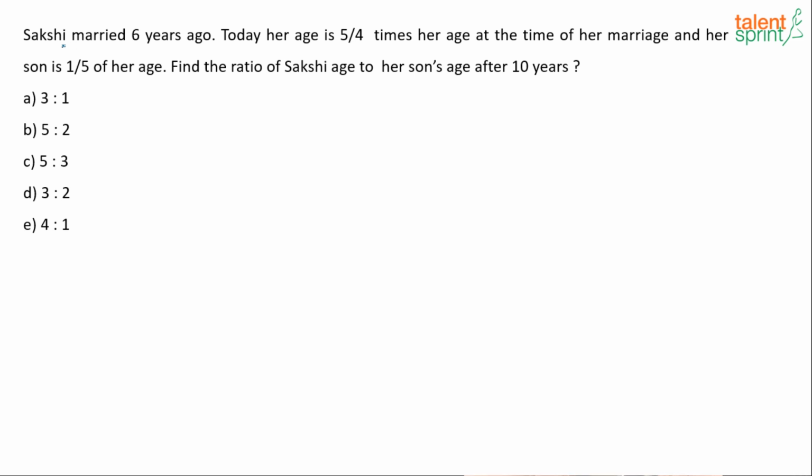What does it say? Sakshi married 6 years ago. Today her age is 5/4 times her age at the time of her marriage. Now this is the most important equation. If you can write a proper equation for this sentence, you are done.